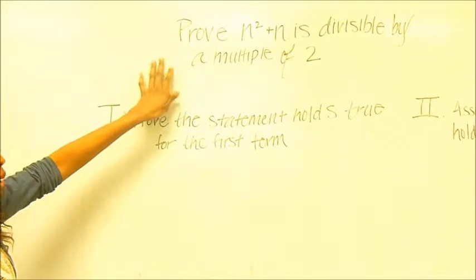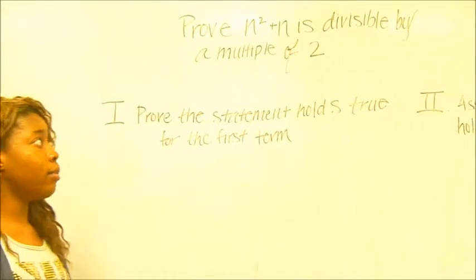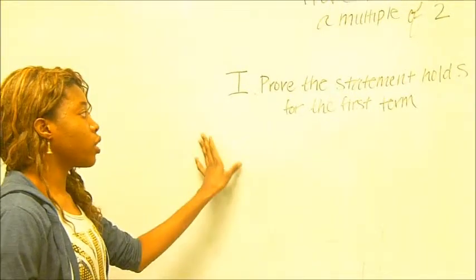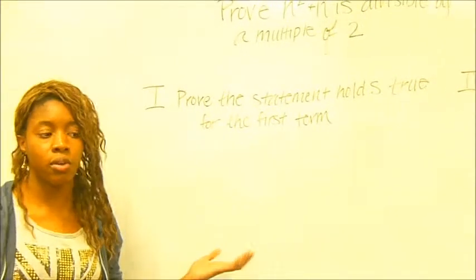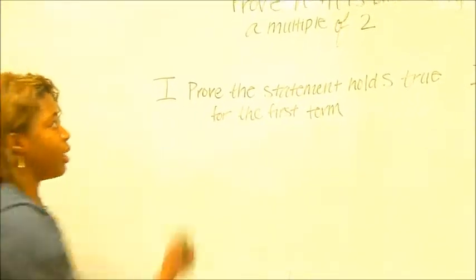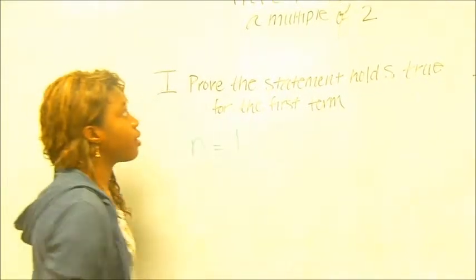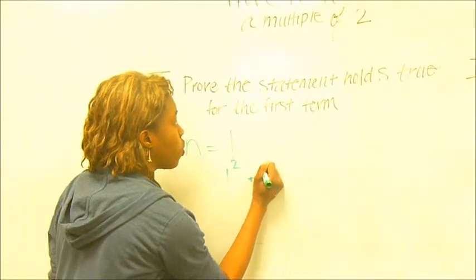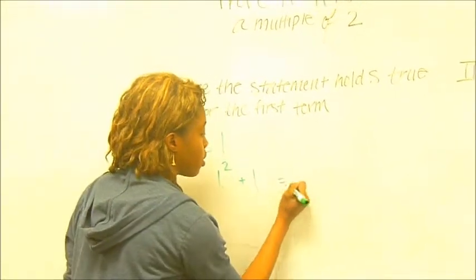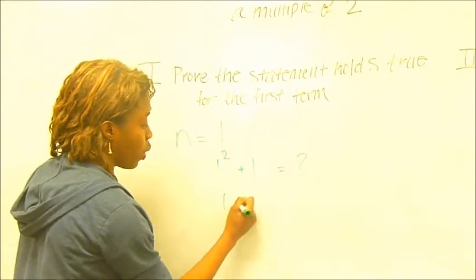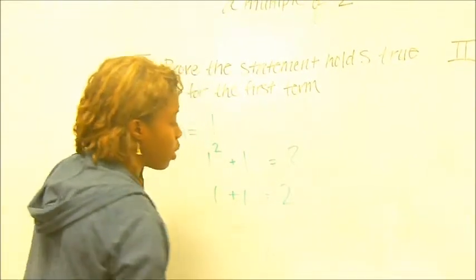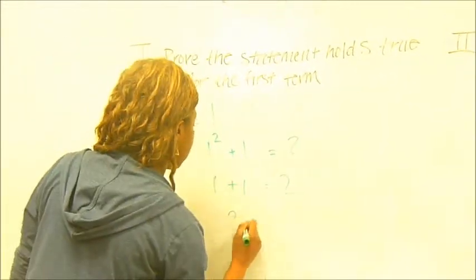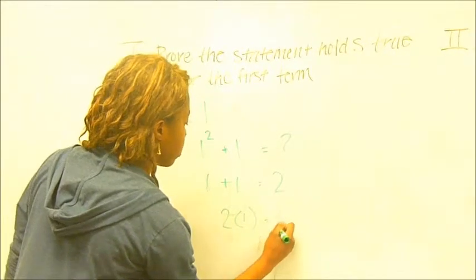Okay, let's start a new problem. This one is to prove n squared plus n is divisible by, or a multiple of, 2. And because we're doing the induction series, we first prove the statement holds true for the first term. This means that we replace n with 1. So first, n squared plus n, which is 1 plus 1, equals 2, and we all know that 2 is always going to be divisible by 2. Or in other words, we can just write 2 times 1 equals 2.